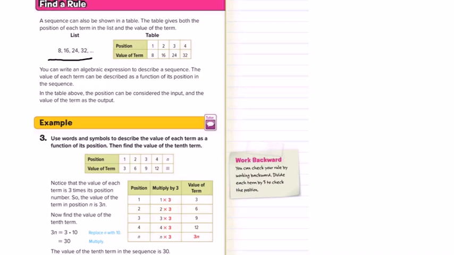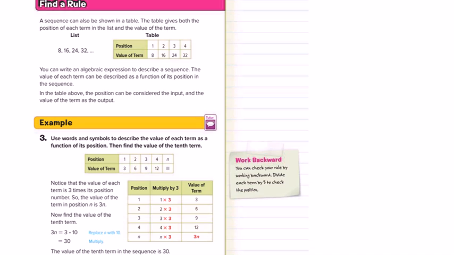So I can write an algebraic expression to describe a sequence, and the value of each term can be described as a function of its position in the sequence. So that means, how do I get from the position of the number to the value of the term? It's basically like making an input-output table like we saw in lesson 1. So how do I get from the position to the value of the term? We're going to see that here in example 3. So I'm no longer going from term to term, but from the position to the value of the term. Let's look below at example 3.